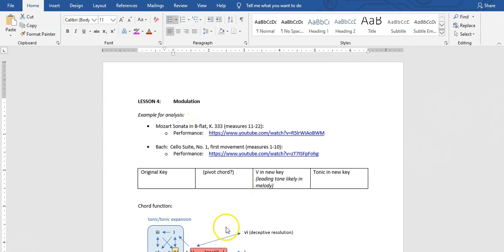Crucial 333, which we have looked at before. Let me pull that up. And after the opening period, which we've talked about, the music begins to modulate. So I'm going to look at that, and we'll talk about that modulation.